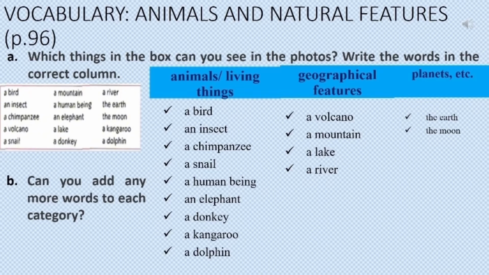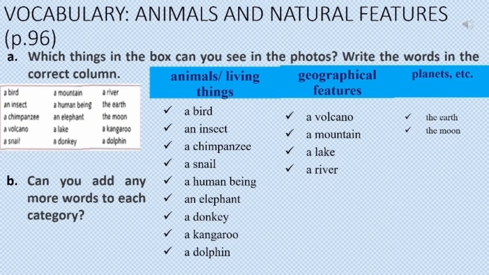Okay, let's check the answers together. Animals or living things: a bird, an insect, a chimpanzee, a snail, a human being, an elephant, a donkey, a kangaroo, a dolphin. Geographical features: a volcano, a mountain, a lake, a river. Planets: the earth, the moon.